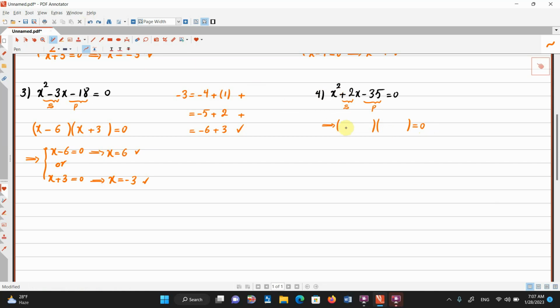The square root of x² is x, one x here, another x here. And now I should look for two numbers. Their product is -35 and their sum is +2. Therefore, this +2 should be written as a positive number plus a negative number.